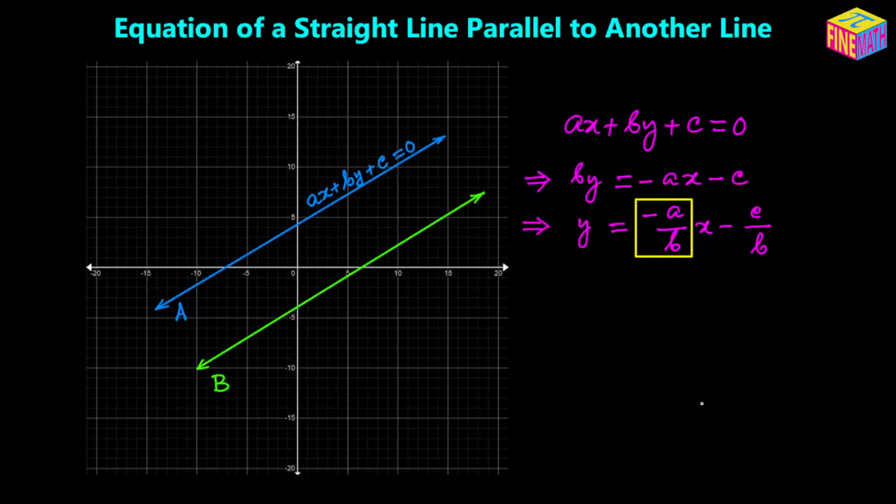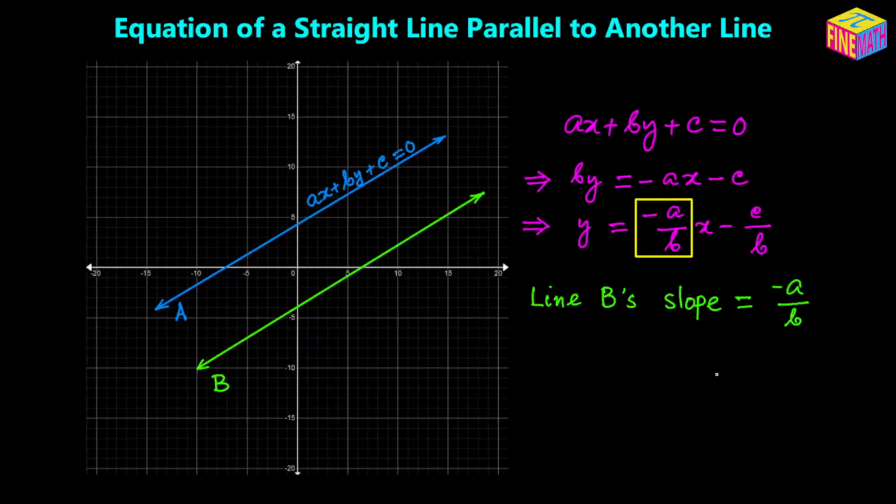But we are interested in the slope. So if we know the slope of the given line A, which is actually negative a over b, then our new line which is parallel to A, which is the line B, its slope would also be negative a over b. So let me make a quick note. Here I say line B's slope is also equal to negative a over b.